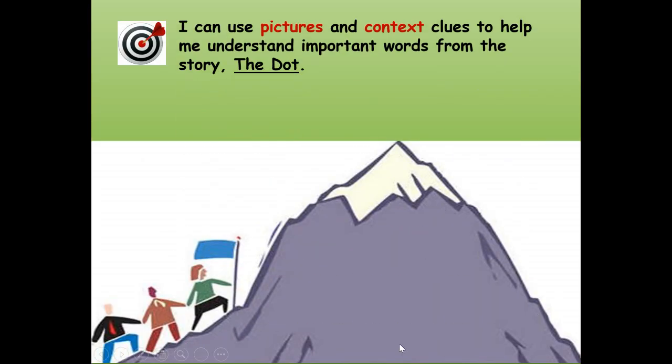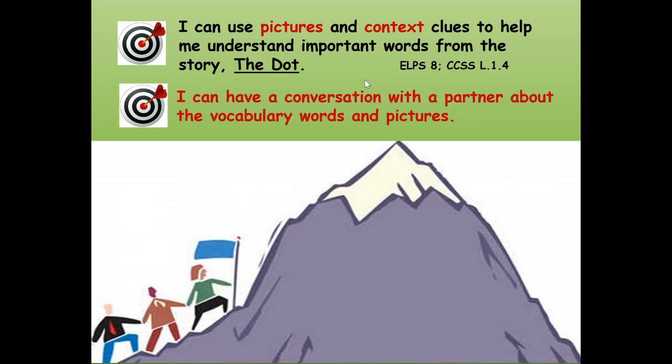So for every lesson, we're going to have a learning target, and the learning target is I can use pictures and context clues to help me understand important words from the story, The Dot. So read it with me. I can use pictures and context clues to help me understand important words from the story, The Dot. Our other learning target is I can have a conversation with a partner about the vocabulary words and pictures.